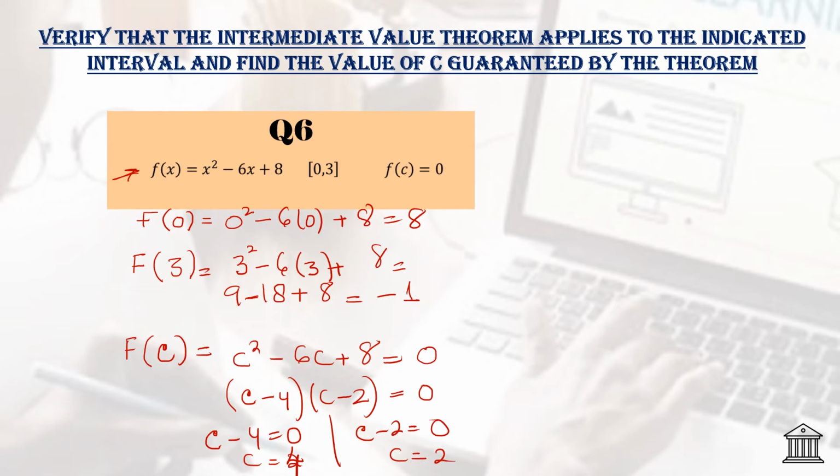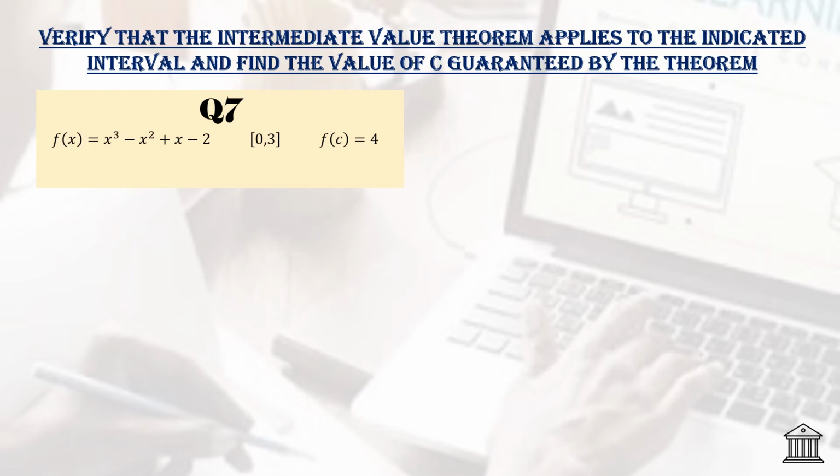Which of the values lies between 0 and 3? Of course, you get 2 values, but on this side you have 0 and 3, and between 0 and 3 you get the value of 2. So that is your answer, which verifies that yes, the c value lies in the interval between 0 and 3. Let's solve one more question.